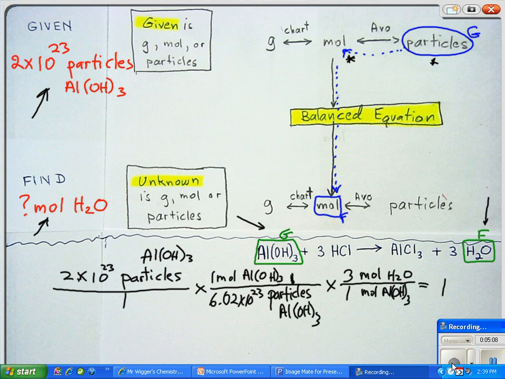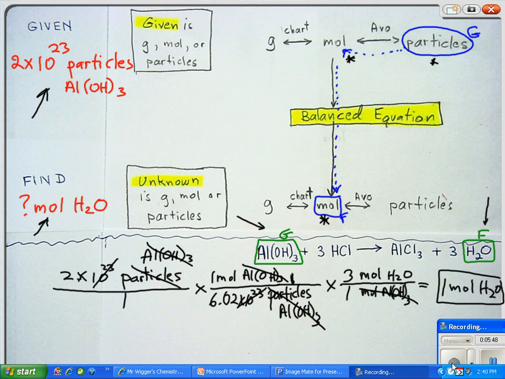All right, and what is that? This 10 to the 23rd canceled out, and the moles of aluminum hydroxide canceled out, so we have 1 mole H2O, and we're done. Oh, yeah, got to get the canceled particles here. Particles of aluminum hydroxide are canceled too. Very good. Is this starting to make some sense here? We ended up right here. That was our find, and we've got our number at the end.